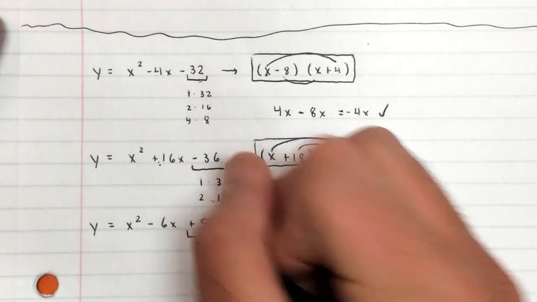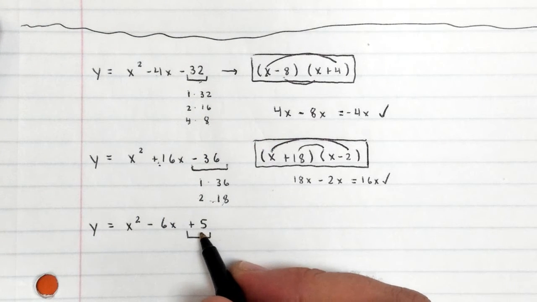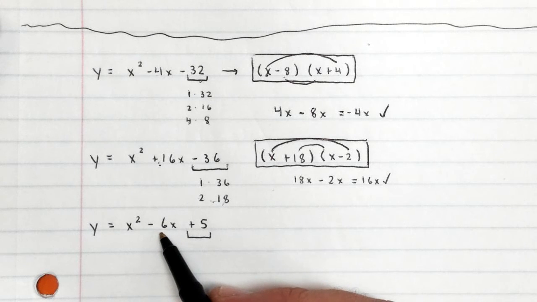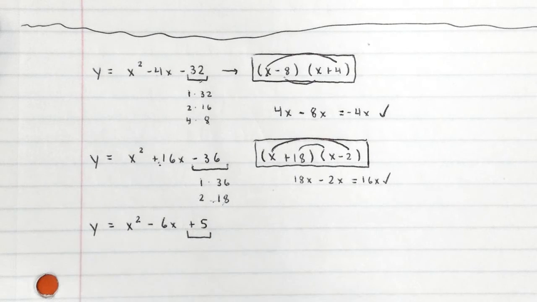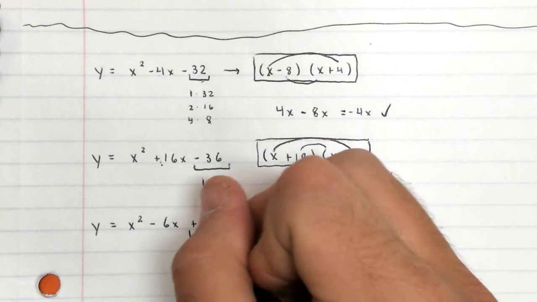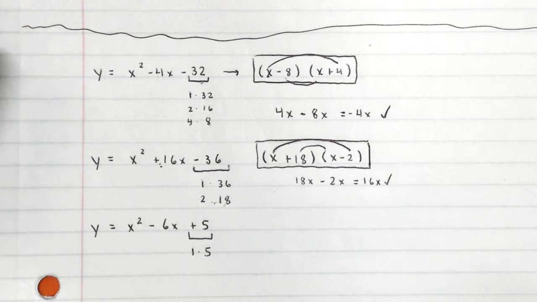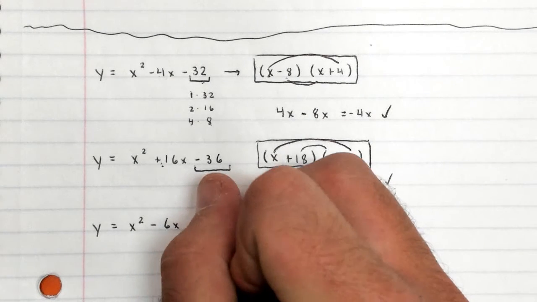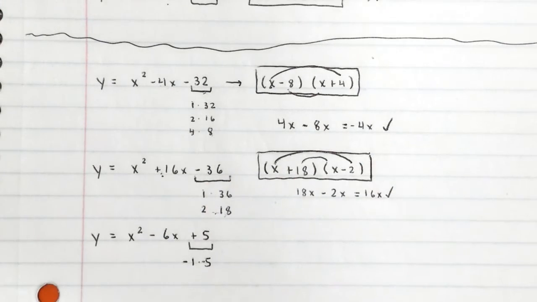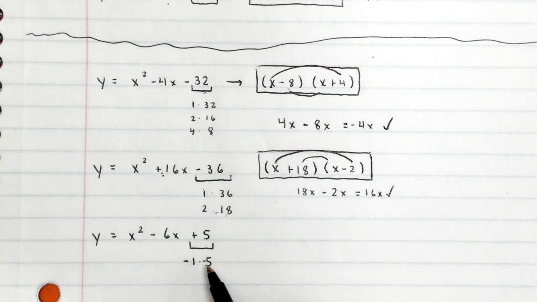I want the factors of positive 5 that combine to give me negative 6? Question mark? Two things that multiply to give 5. Well, I'm thinking 1 and 5 might be the only things that do that. Wait a minute. What if I do a negative 1 and a negative 5? Because negative 1 times negative 5 gets me a positive 5. Negative, negative make a positive. If I add negative 1 and negative 5, I get negative 6.